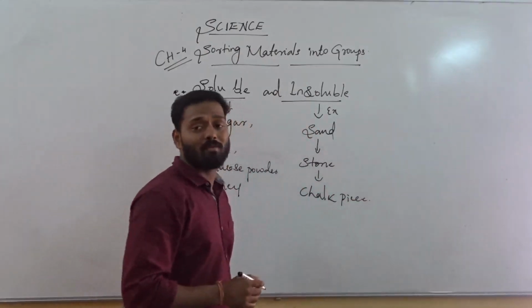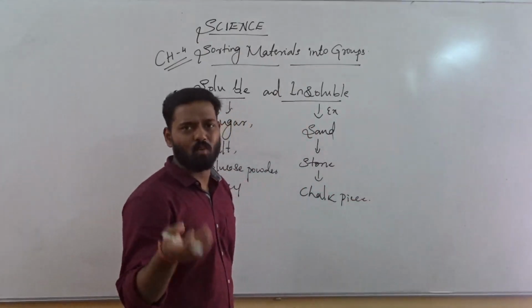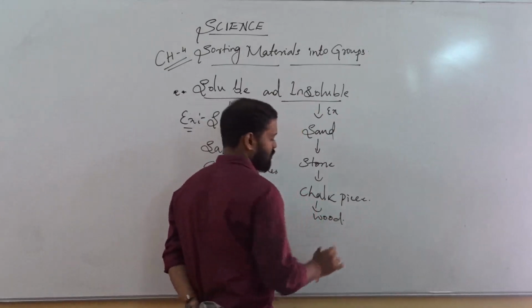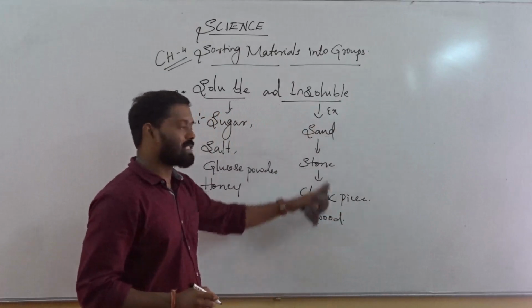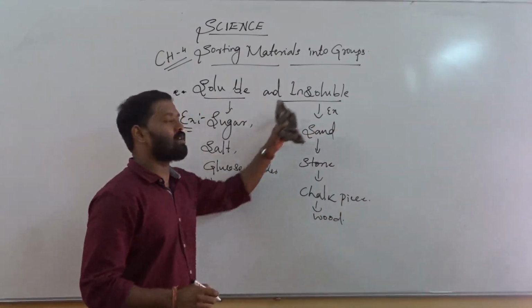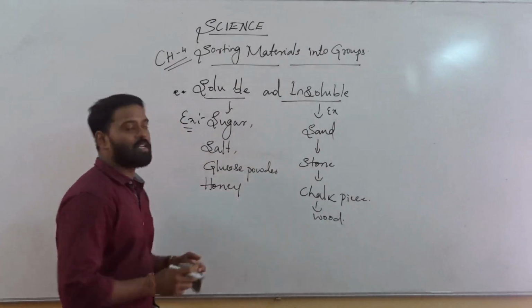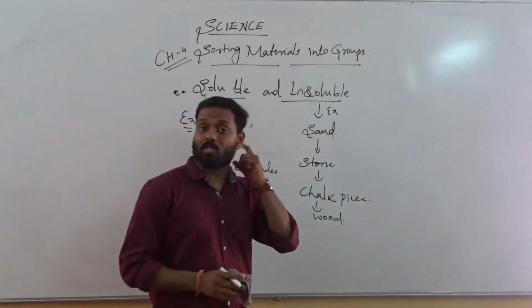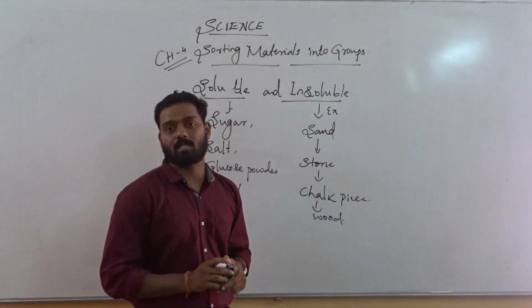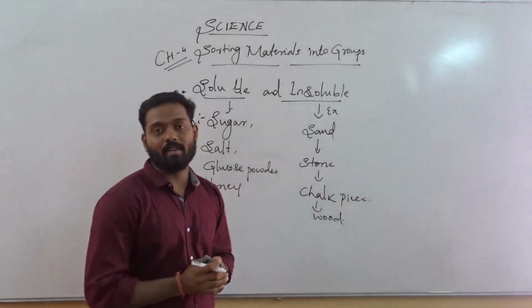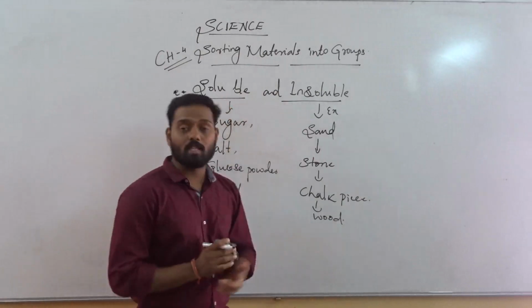Then you can give numerous things, any plastic or wood also, and it is not going to disappear. So these are insoluble substances. These are soluble substances, these are insoluble substances. Okay, I hope you understood what soluble and insoluble substances are. So that means we can classify objects and materials into soluble and insoluble.